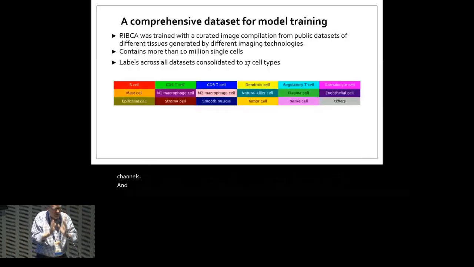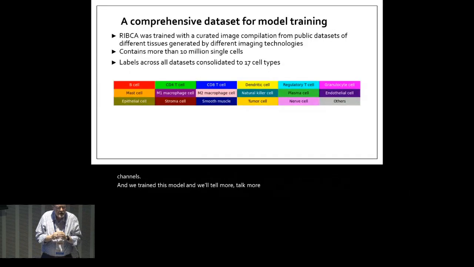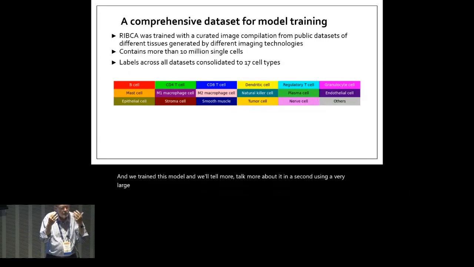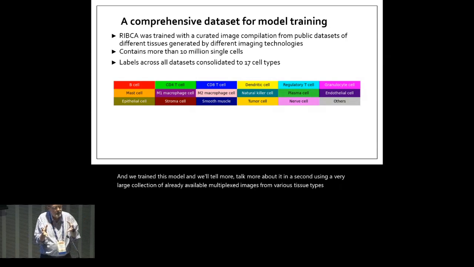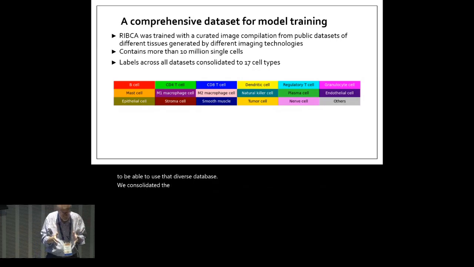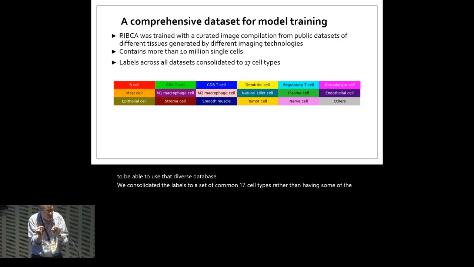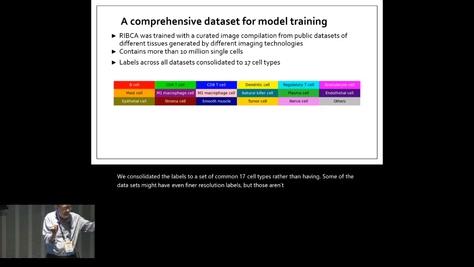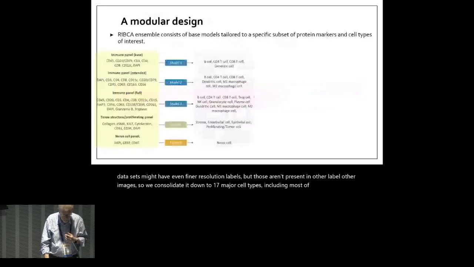And we trained this model, and we'll talk more about it in a second, using a very large collection of already available multiplexed images from various tissue types. And in order to be able to use that diverse database, we consolidated the labels to a set of common 17 cell types, rather than having some of the data sets might have even finer resolution labels, but those aren't present in other images. So we consolidated it down to 17 major cell types, including most of the immune cells.